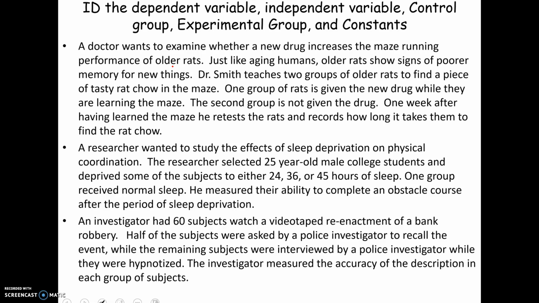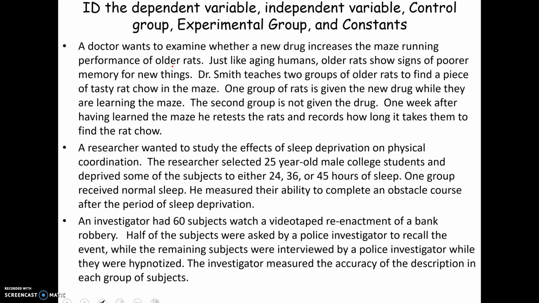So, experiment 1. A doctor wants to examine whether a new drug increases the maze-running performance of older rats. Just like aging humans, older rats show signs of a poorer memory. Dr. Smith teaches 2 groups of older rats to find a piece of tasty rat chow in a maze. One group is given the new drug while they are learning the maze, and the second group is not given the drug. 1 week later, having learned the maze, he retests the rats and records how long it takes them to find the rat chow.